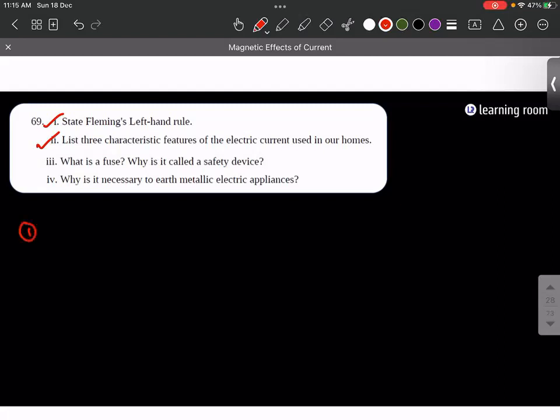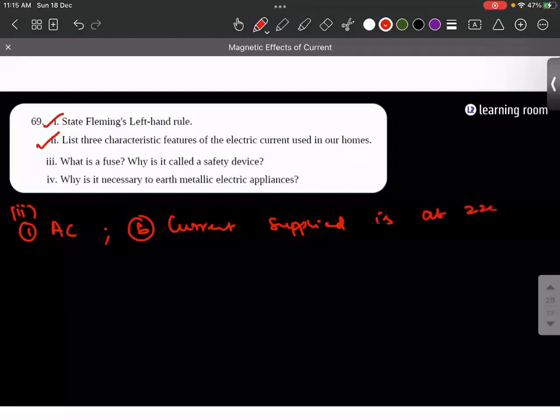Second, list 3 characteristic features of the electric current used in our house. So first, it's AC current. Second, the voltage supplied is, actually, according to your NCERT, 220, right? Yes, sir. But I suggest you go to an electrical shop, or check any devices at home, like a bulb box, and see what rating is given. Actually, it is 230. It's okay, we'll go with that for the exam purpose.